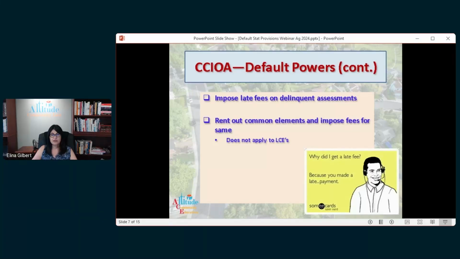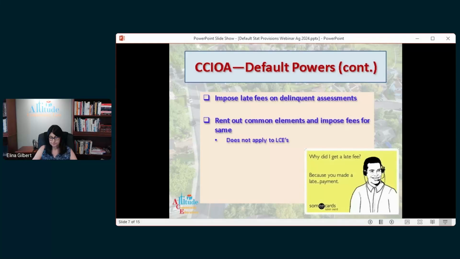So what does that mean? For those of you who have clubhouses, do you rent them out for private events? Do you rent rooms in there for meetings or other things? So that's what this is talking about. It allows associations to rent out portions of common elements. Like if we have a playground, maybe we can rent it out for a kid's birthday party or something. So these are the types of things that this refers to.